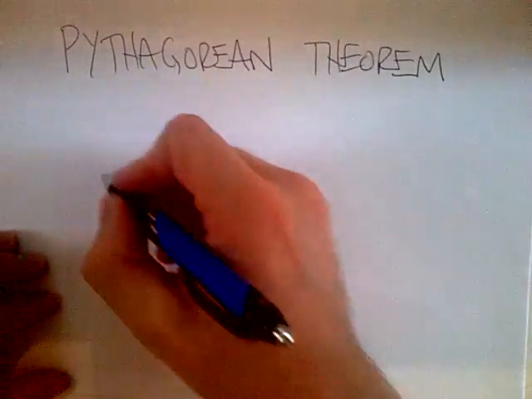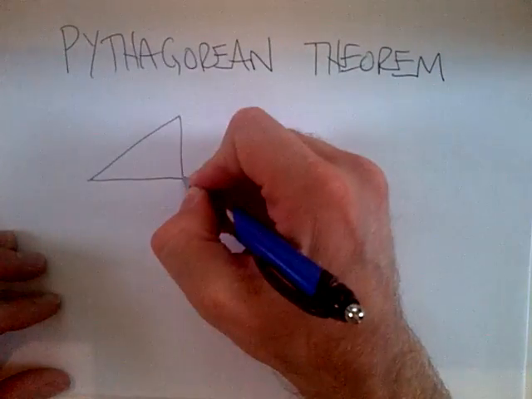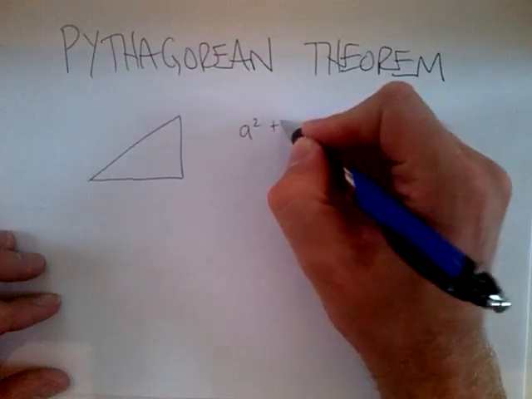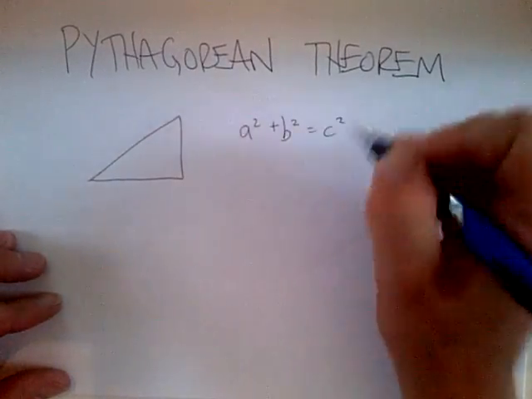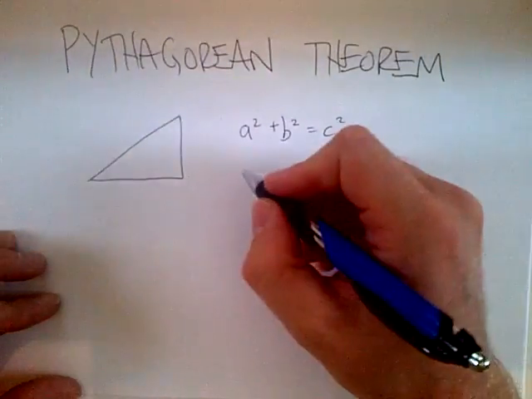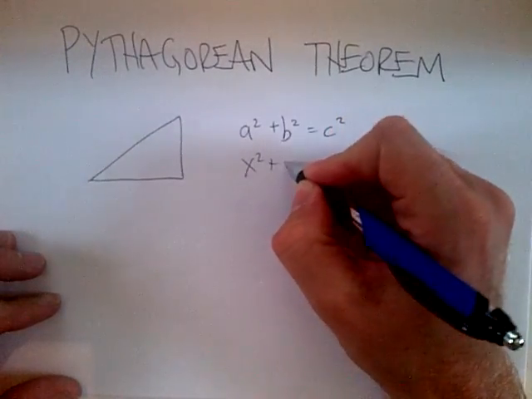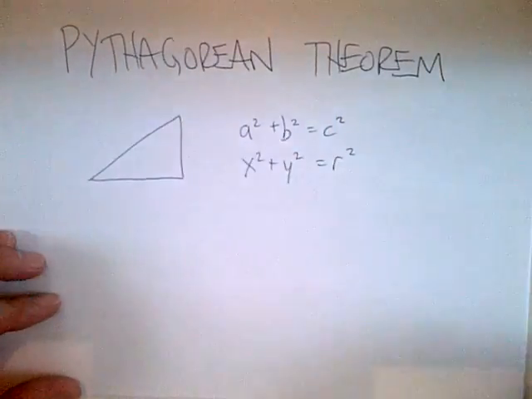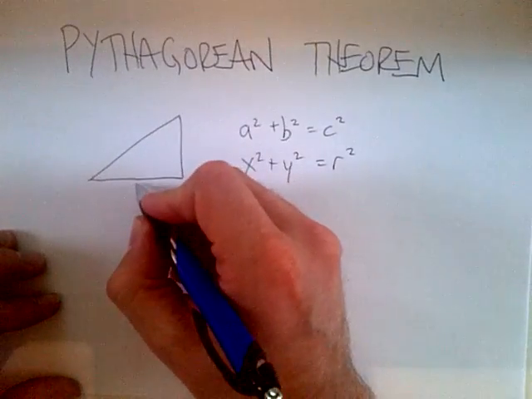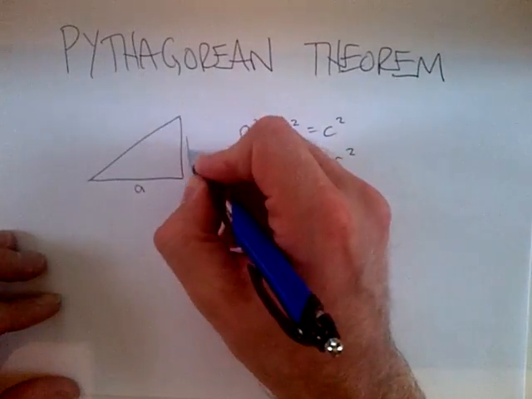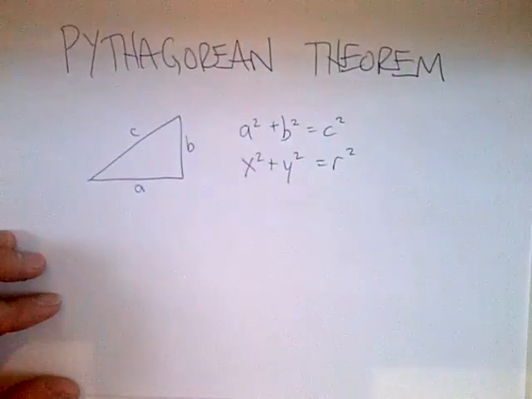Pythagorean theorem. You might have heard of this before. And what a lot of people say is a squared plus b squared equals c squared. Or sometimes you'll hear x squared plus y squared equals r squared. But really what they mean is this side squared plus this side squared equals this side squared.